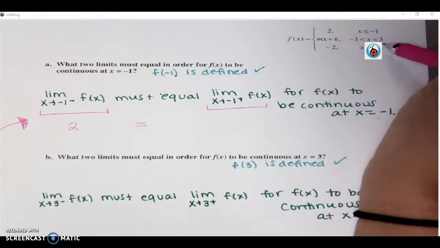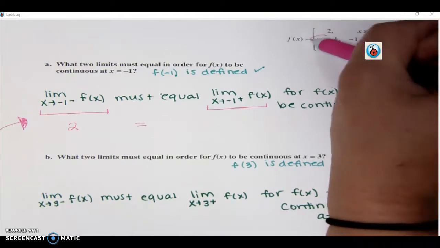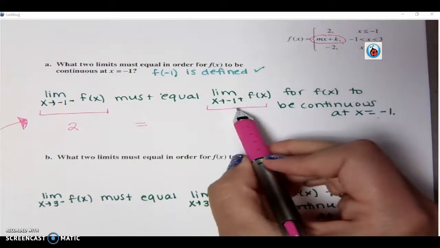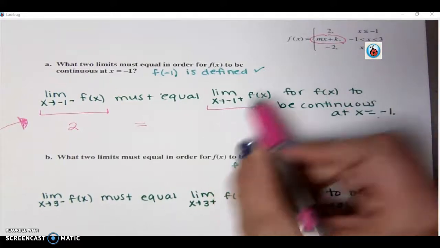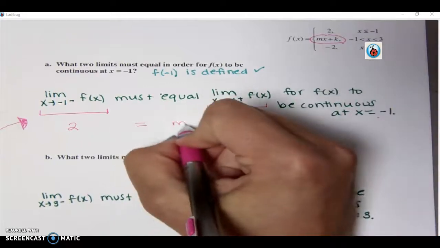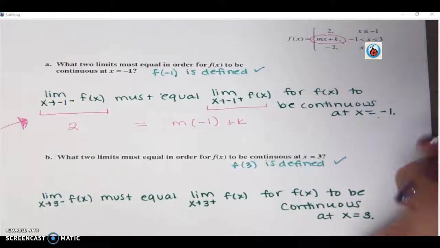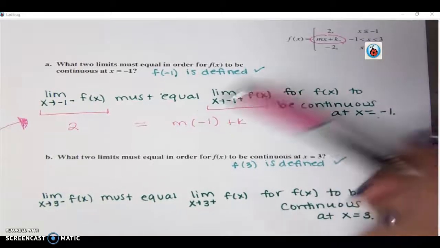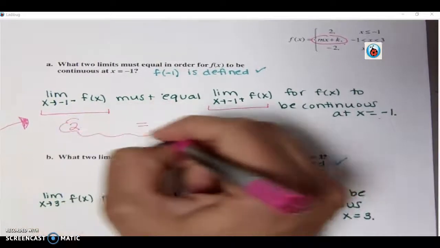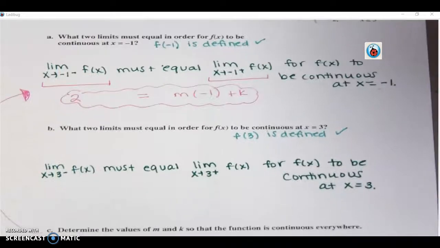For your right-sided limit here, this is when x is greater than -1, and in this category it says mx plus k. So for mx plus k, in order to find this limit, you're going to use direct substitution, and x is going to be replaced with that -1. So this is going to be m times -1 plus k. So in order for this limit to be the same at -1, this is the equation that has to be true. Okay, and then we'll come back to that.